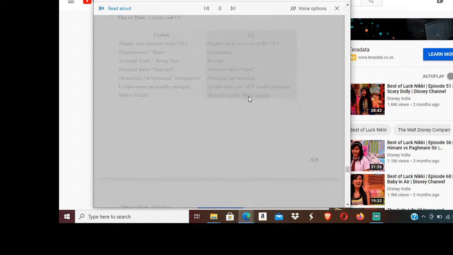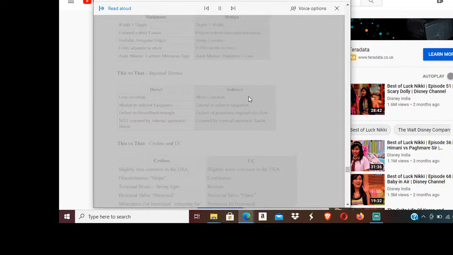This vs that, Crohn's and UC. Crohn's: slightly less common in the USA, discontinuous, skips, terminal ileum, string sign, ileocecal valve stenosis. Benign ulcer: depth greater than width, projects beyond the expected lumen, sharp, smooth folds radiate to the ulcer, Hampton's line. Indirect hernia: more common, lateral to the inferior epigastric, failure of processus vaginalis to close, covered by internal spermatic fascia. UC: slightly more common in the USA, continuous, rectum.